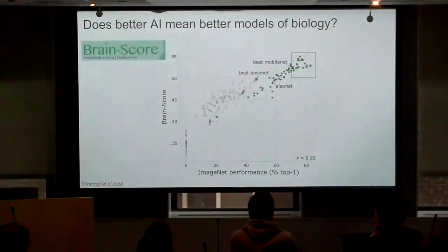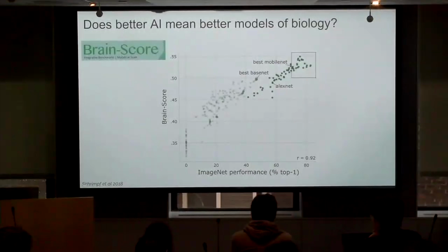This led to the follow-up work in Jim DiCarlo's lab on Brain-Score. This is just a slightly updated version of that previous figure, where again, ImageNet performance is on the x-axis, and Brain-Score, which is the measure of goodness of fit between models and IT data, is on the y-axis. You see that, at least circa 2018, the trend was pretty clear. Better, more performant models led to better alignment with the brain. So this study was published in 2018.